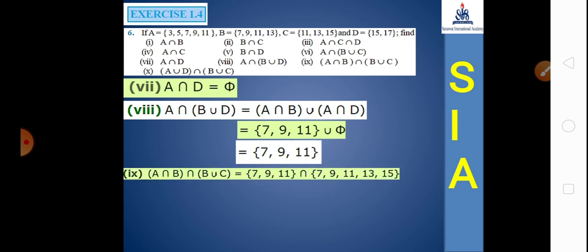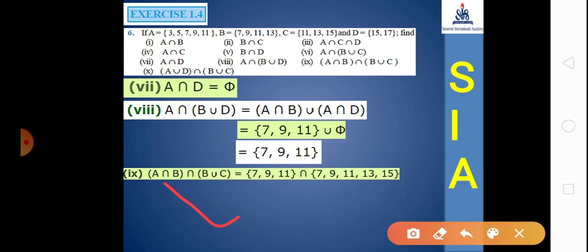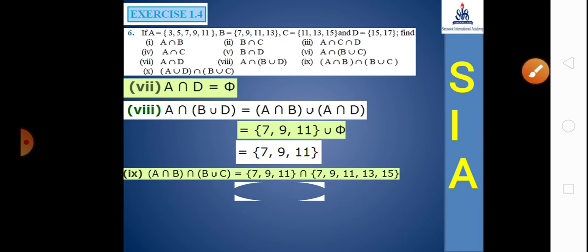A intersection B union C. So first I told A intersection B value, it is 7, 9, 11. Students, this I highlight. 7, 9, 11. And B union C is 7, 9, 11, 13, 17. And both of the intersection answer is 7, 9, 11. That's my final answer.